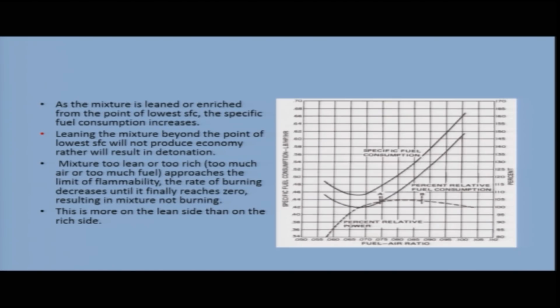Mixture too lean or too rich approaches the limit of flammability. The rate of burning decreases until it finally reaches 0, resulting in the mixture not burning. So, we know that combustion takes place in a certain range. If the mixture is leaned or enriched beyond this range, then the limit of flammability is reached, the rate of burning decreases until it finally reaches 0 and the mixture stops burning. This is more on the lean side than on the rich side.